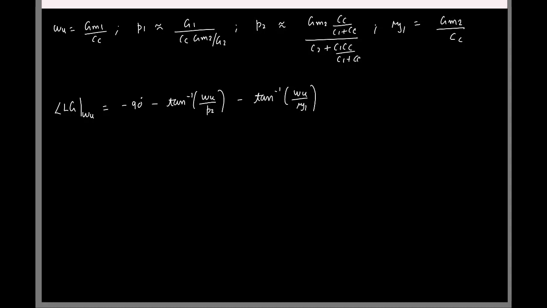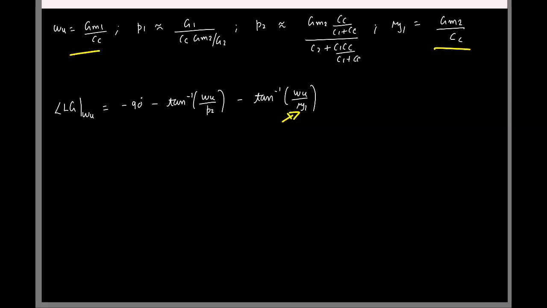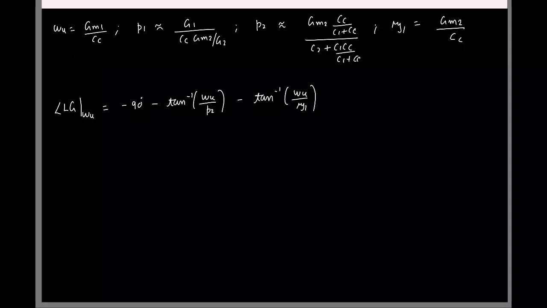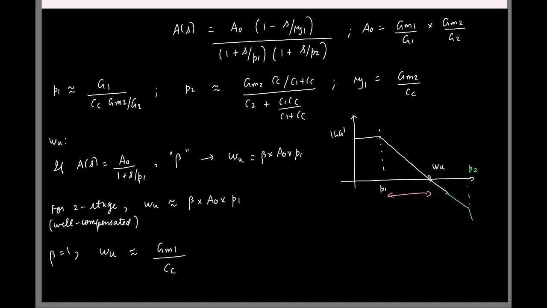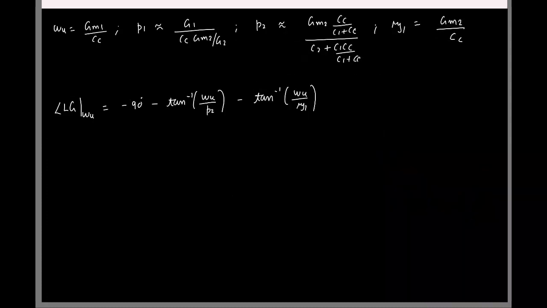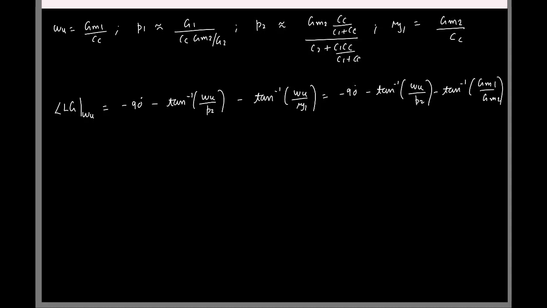So what is the ratio omega u by z1? This is omega u, this is z1, right? Why is it 0? That is assuming the zero is much farther away, but we can't ensure that. This is something we can ensure, but for the second pole we don't know where it comes. In terms of the values given, what is the ratio? GM1 by GM2, right? So I'll simplify it as minus 90.